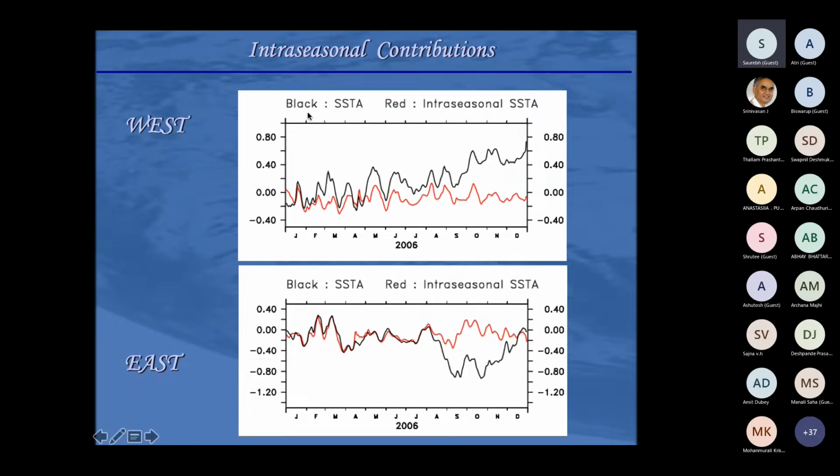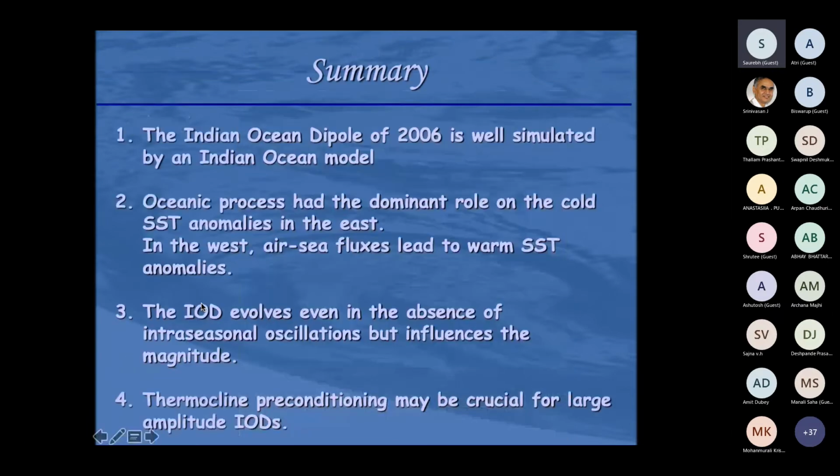Here are the sea surface temperature anomalies, SST anomalies, and there are intra-seasonal anomalies. So it adds to the amplitude of it. So this is the summary of the result.